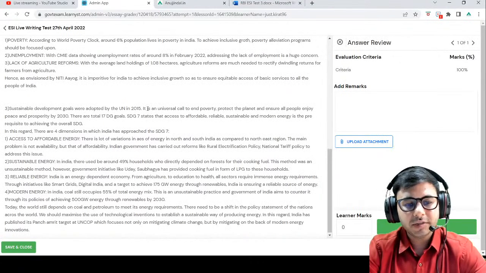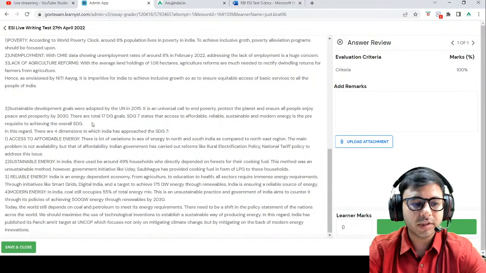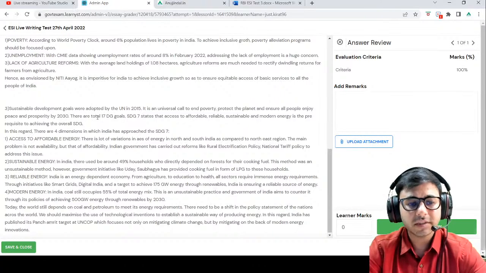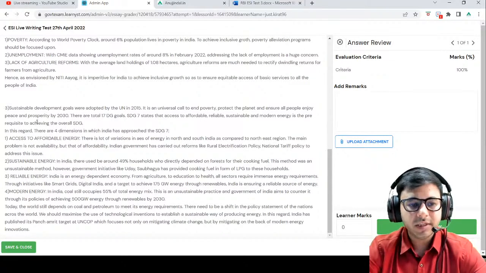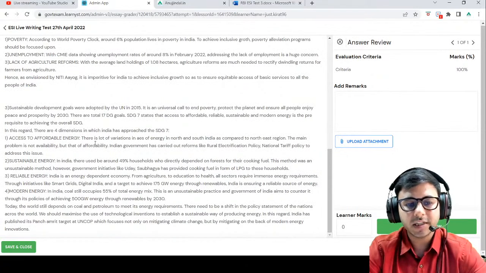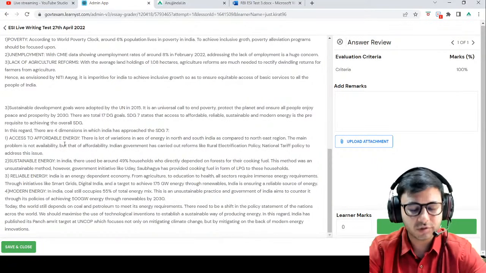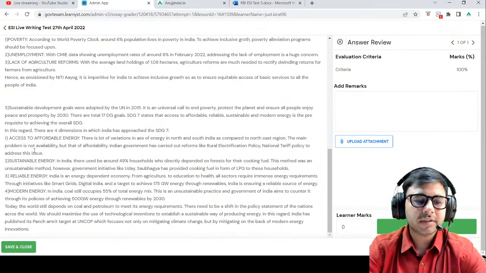SDGs were adopted in 2015. It is a universal call to end poverty, protect the planet, and ensure all people enjoy peace and prosperity by 2030. There are total 17 SDG goals. SDG 7 states that access to affordable, reliable, sustainable, and modern energy is the prerequisite to achieve overall SDG. In this regard, there are 4 dimensions in which India has approached SDG 7. Beautiful introduction. Loved it.